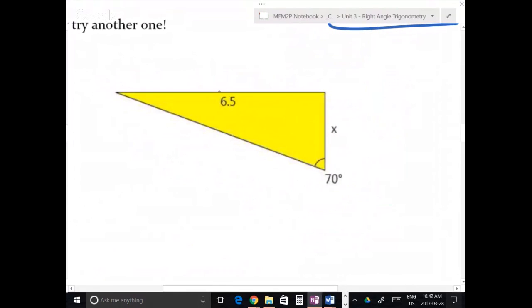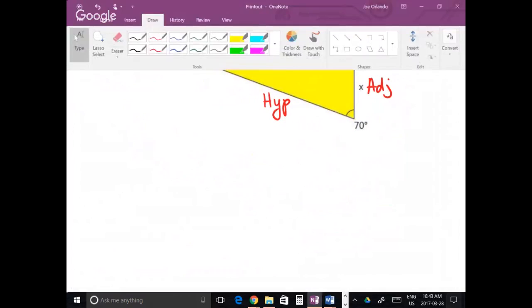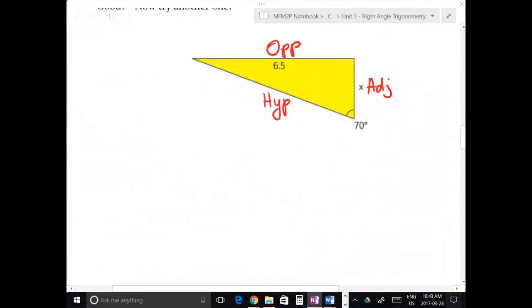Real quick. This 6.5 side is the opposite. This x is the adjacent. Very good. And down here, the hypotenuse. Okay, which sides are we picking here? Opposite and adjacent, which would be tan. Very good.